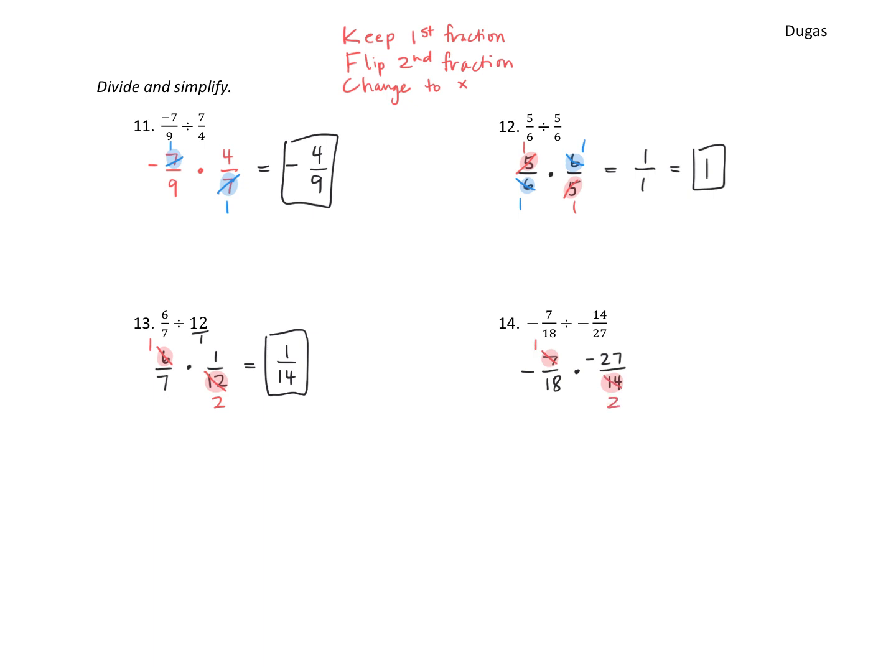And then I have 18 and 27. Those are both divisible by 9. So 18 divided by 9 is 2. 27 divided by 9 is 3. Multiply straight across, and I will get 3/4.